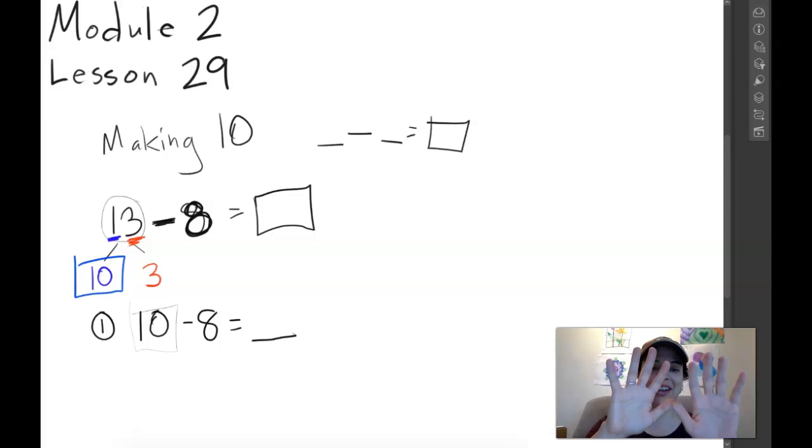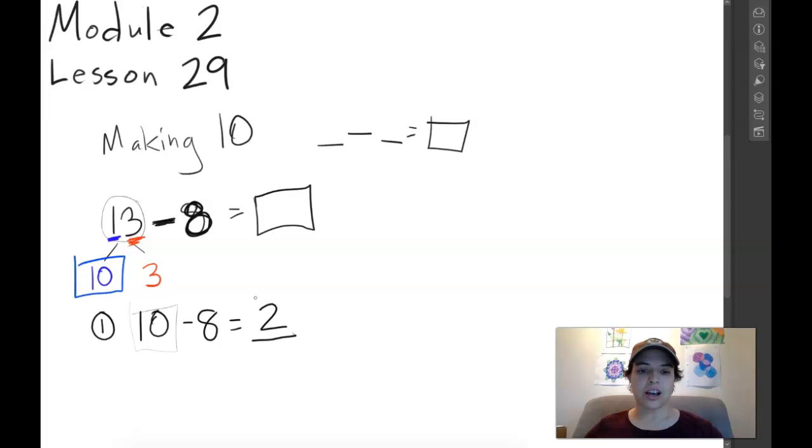So if you have 10 fingers and you need to minus 8, you need to subtract 8 of them. Well, you can do that any way you would like. You can do 5, 6, 7, 8. And I took away 8, and now I only have 1, 2. 2 fingers left. So 10 minus 8 is 2. Ta-da! How about that? But that is not the end of the problem.